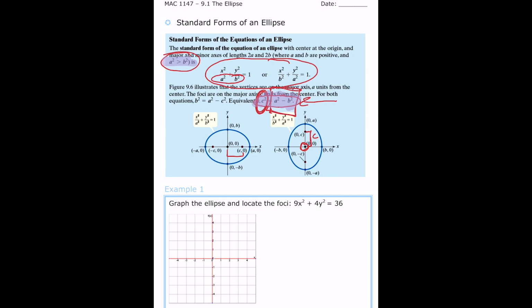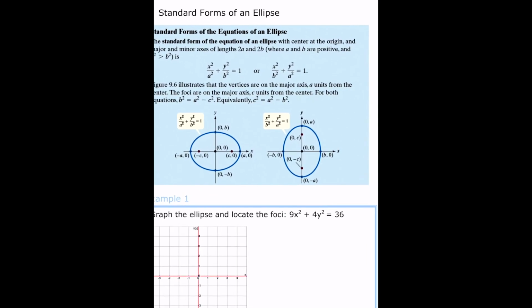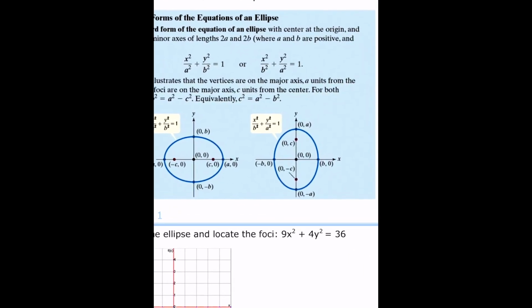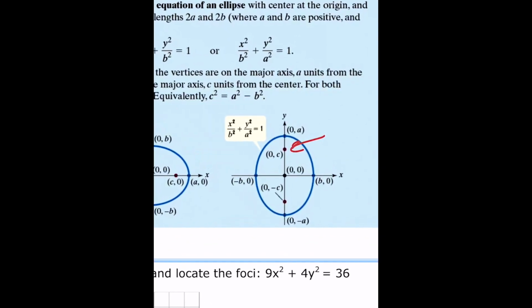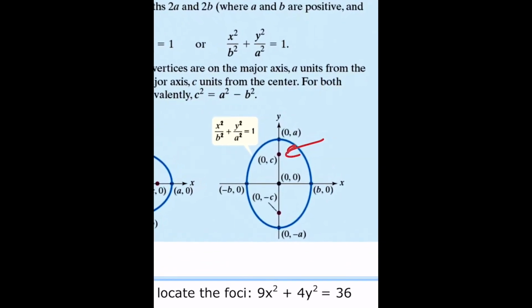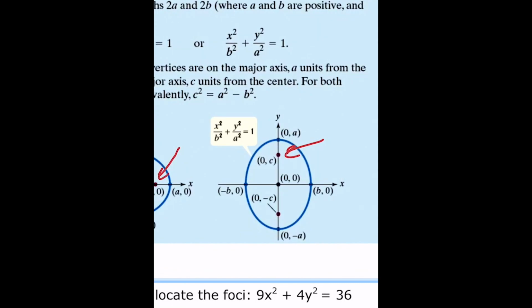So we've got the focus. We talked about that, and I've now drawn all over this page. Let's see how quickly I can erase this stuff. All right, so we've got the focus, and there's another focus down below that at (0, negative c). Over here there's a focus at (c, 0) and (negative c, 0) to the left of that point.